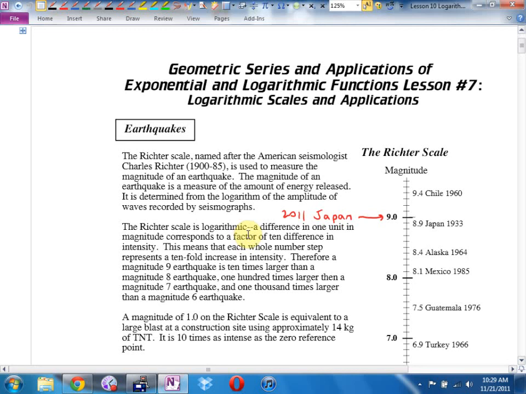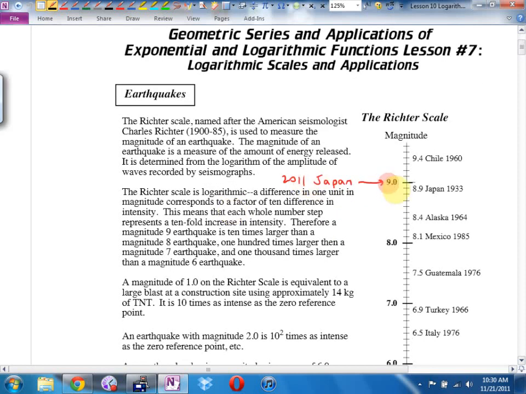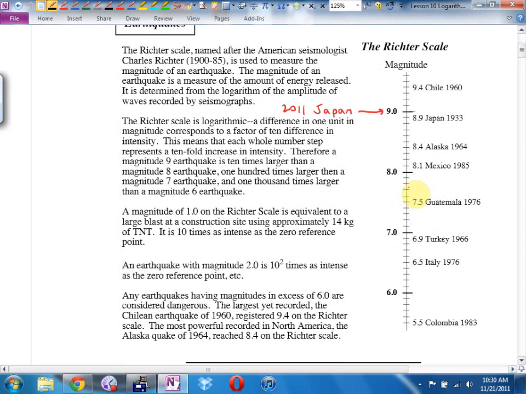What we're looking at today are what are called logarithmic scales, and the first application of logarithmic scales is in earthquakes, Richter scale. This is how Richter scale works. Richter scale is named after the American seismologist Charles Richter, and it's used to measure the magnitude of an earthquake. In fact, the magnitude of an earthquake is the measure of how much energy was released. They get it from the logarithm of the amplitude of waves recorded by seismographs. You don't need to know that. All you need to know is how Richter scale works. By the way, the 2011 Japan earthquake was a 9.0 on the Richter scale. Here's how Richter scale works. Look up.